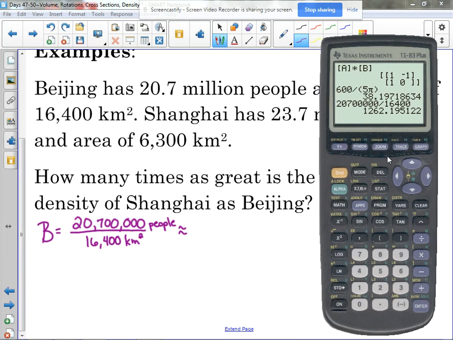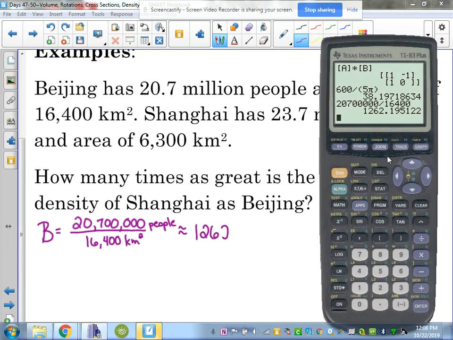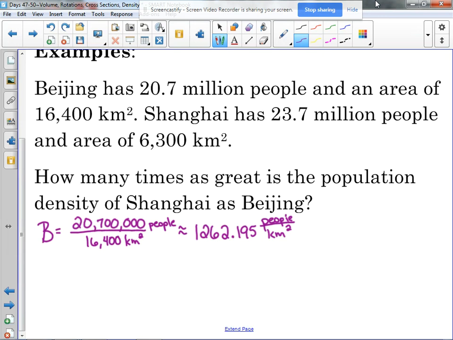There are approximately 1,262.195 people per square kilometer in Beijing. That's a lot of people. Because a square kilometer, I mean, it's a pretty good size, but you're talking about fitting almost 1,300 people in that space. Okay, let's do Shanghai.